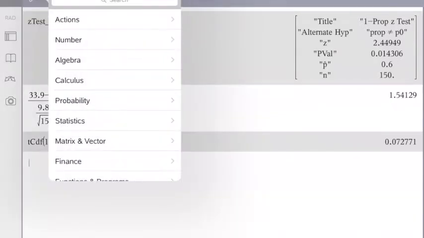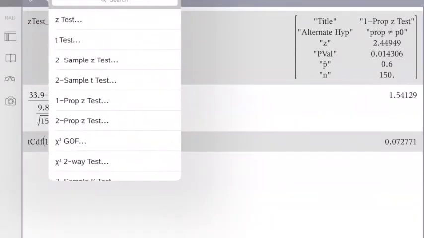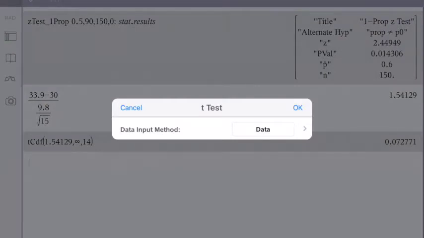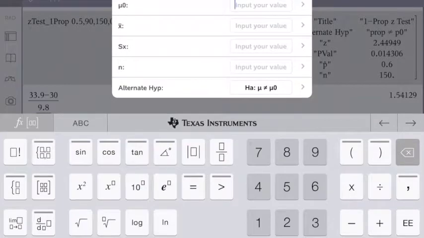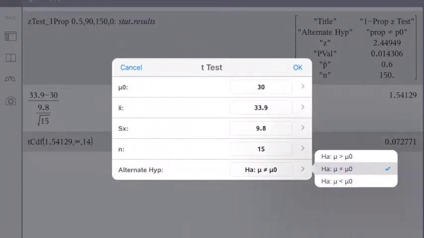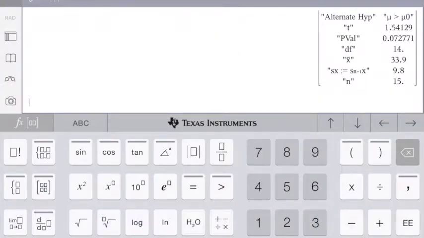So Menu, Statistics, Stat Tests, a t-test, and we are not given the data, we're given statistics. So our null hypothesis is 30. Our x bar was 33.9. Our standard deviation was 9.8. And our n was 15. Our alternative hypothesis was that our mu was greater than the null. And there we go. You can see there's the same t value, there's the same p value, there's the degrees of freedom, everything.